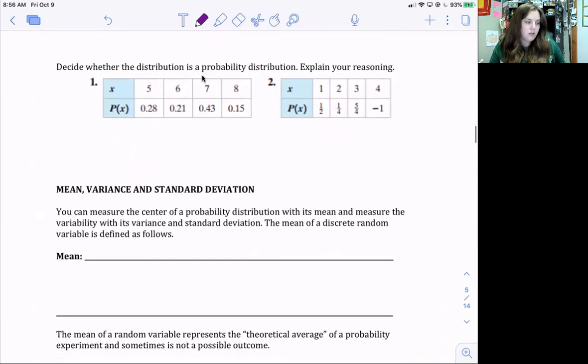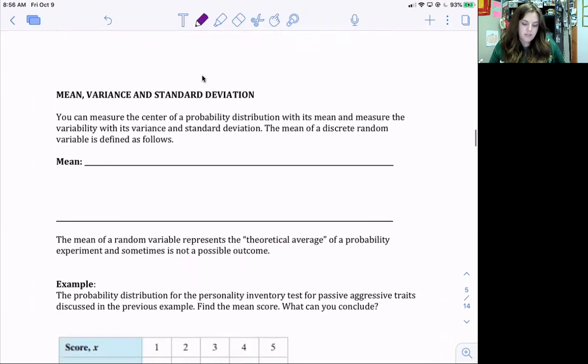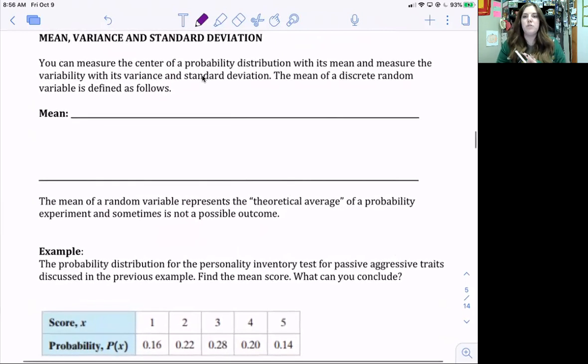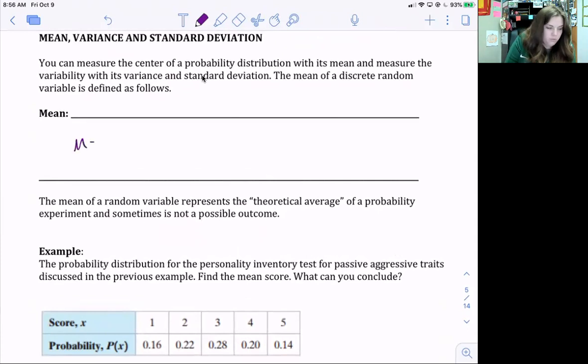All right, now we're going to look at mean, variance, and standard deviation. So you can measure the center of a probability distribution with its mean and measure the variability with its variance and standard deviation. The mean of a discrete random variable is defined as follows. Our mean is just like the mean of our frequency distribution. So I'm just going to give you your formula. So mu equals the summation of x times p of x.